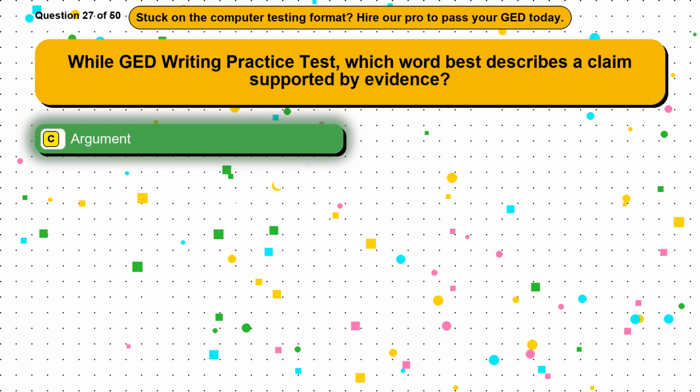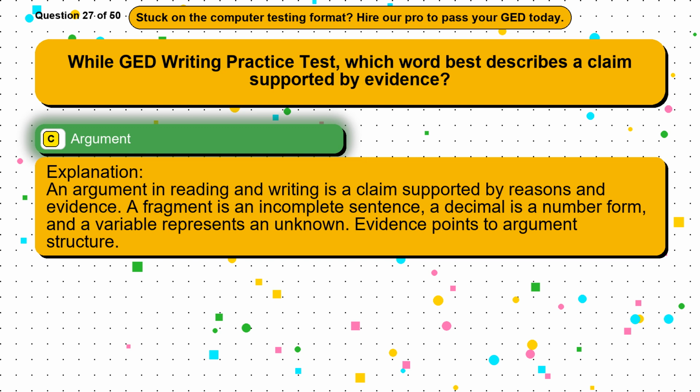The correct answer is option C, argument. An argument in reading and writing is a claim supported by reasons and evidence. A fragment is an incomplete sentence, a decimal is a number form, and a variable represents an unknown. Evidence points to argument structure.